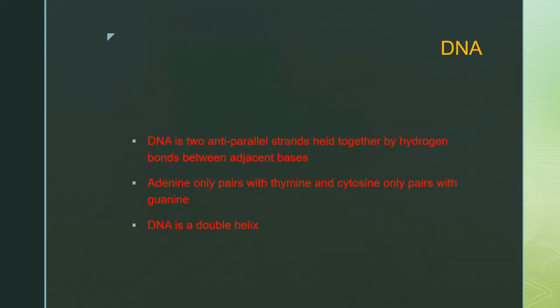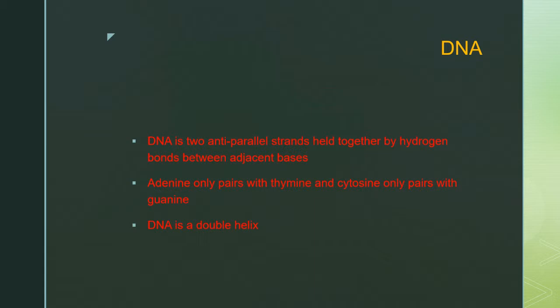Now we're going to talk about different types of nucleic acids, and one of them is DNA. You'll probably be very, very familiar with this. Basically, DNA is two anti-parallel strands held together by hydrogen bonds between adjacent bases. And if you don't already know, DNA stands for deoxyribonucleic acid. They also have pairing rules, so adenine only pairs with thymine and cytosine only pairs with guanine. If you want me to break that down, it's A pairs with T and C pairs with G.